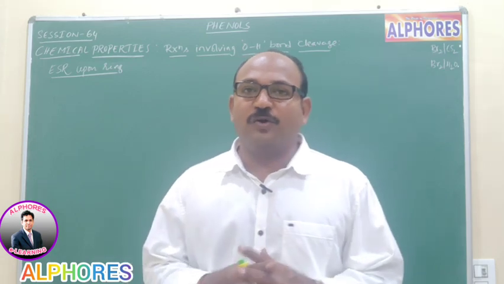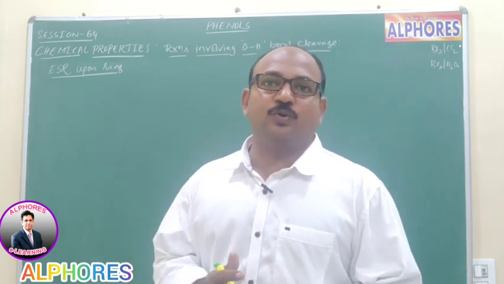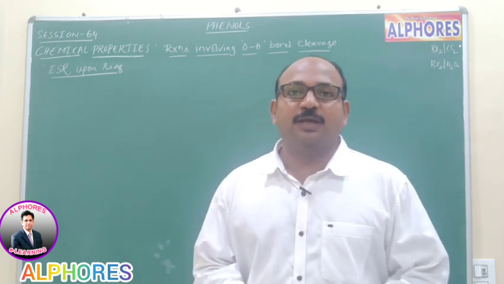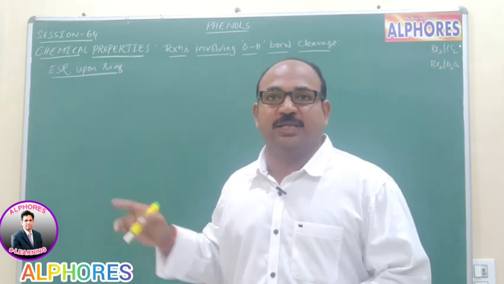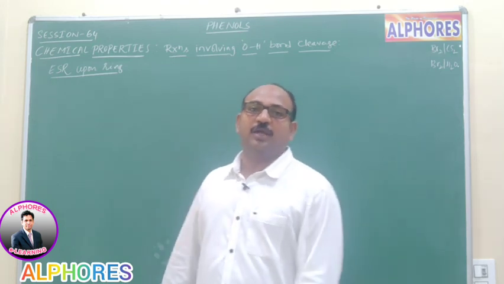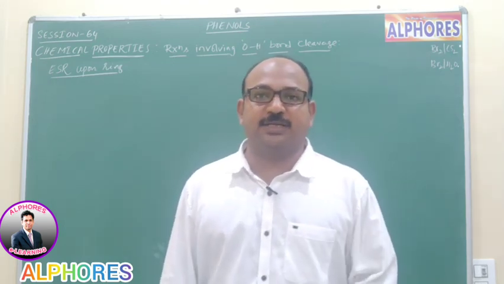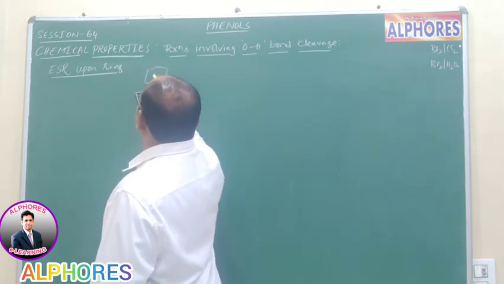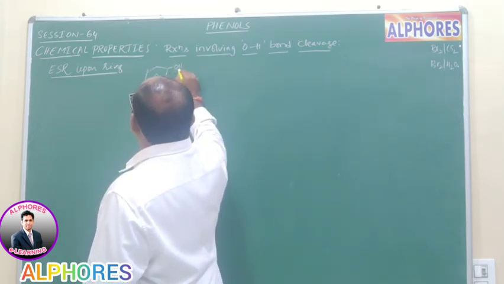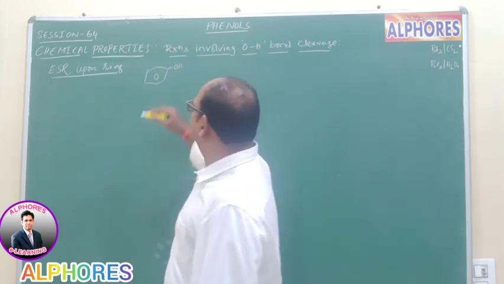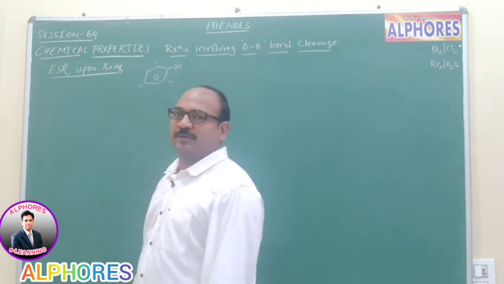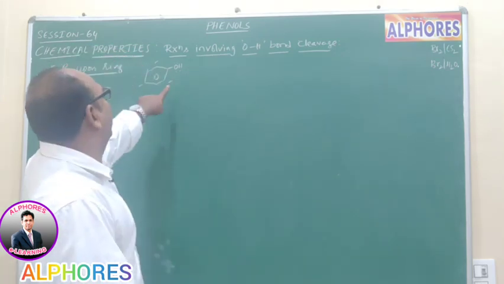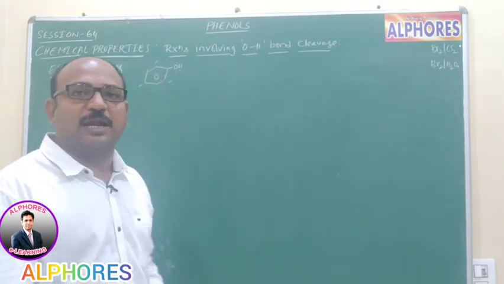Students, so far we discussed reactions of the OH group. Now we are going to discuss reactions on the benzene ring, which we call electrophilic substitution reactions. Since in phenol the OH group is an electron-releasing group and it makes the ring active, ultimately, in the ortho and para positions negative charge appears. Hence, any electrophile may come and attack the ortho and para positions.